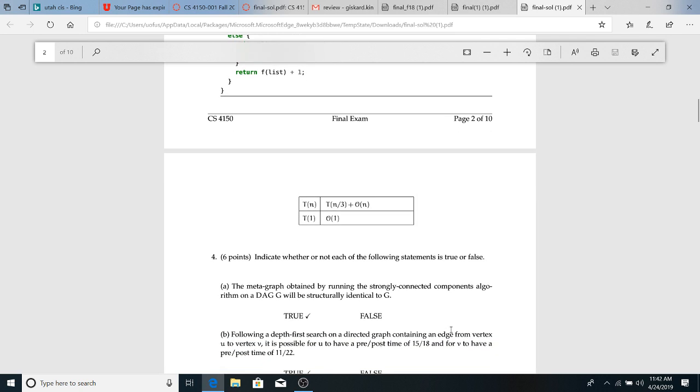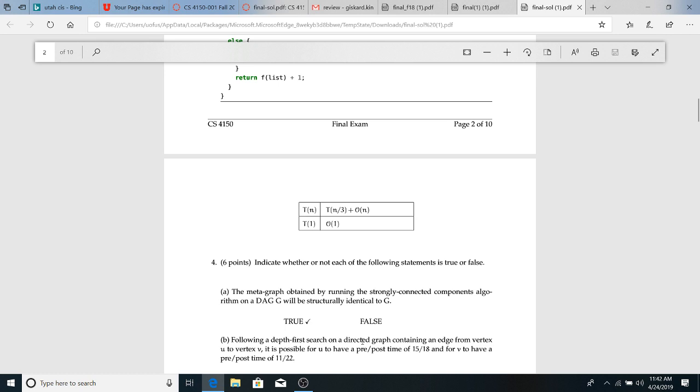This one is talking about depth first search. So you have pre and post times where you're going from U and V. U has a pre and post time of 15:18, and V has a pre and post time of 11:22. So first off, is that possible? If you have an edge from U to V, is that possible? So that should be possible.